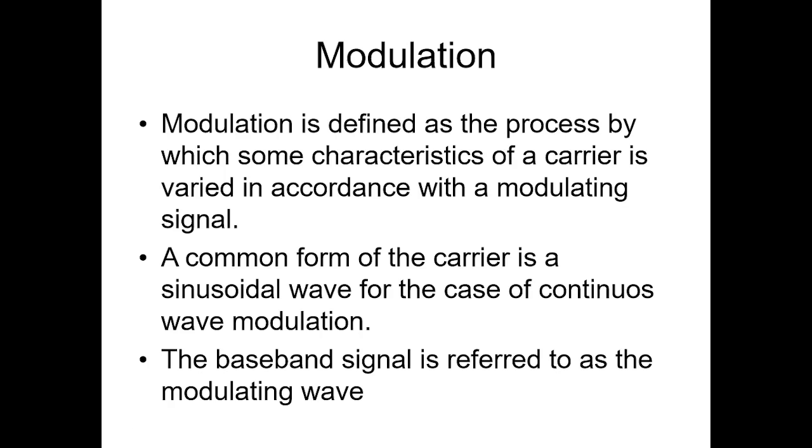Modulation is defined as the process by which some characteristics of a carrier is varied in accordance with a modulating signal. A form of the carrier is sinusoidal wave. For the case of continuous wave modulation, the baseband signal is referred to as the modulating wave. So modulation is a process in which the characteristics of a carrier signal, carrier frequency, is varied in accordance with the baseband or information signal.